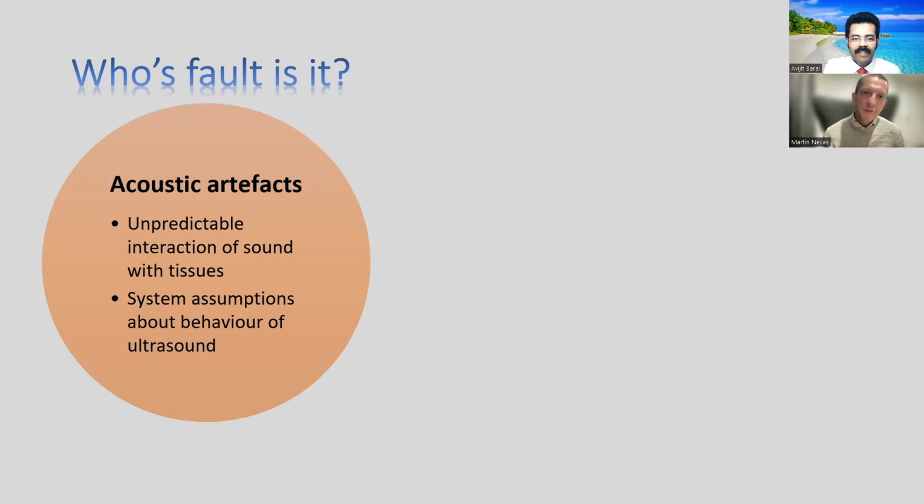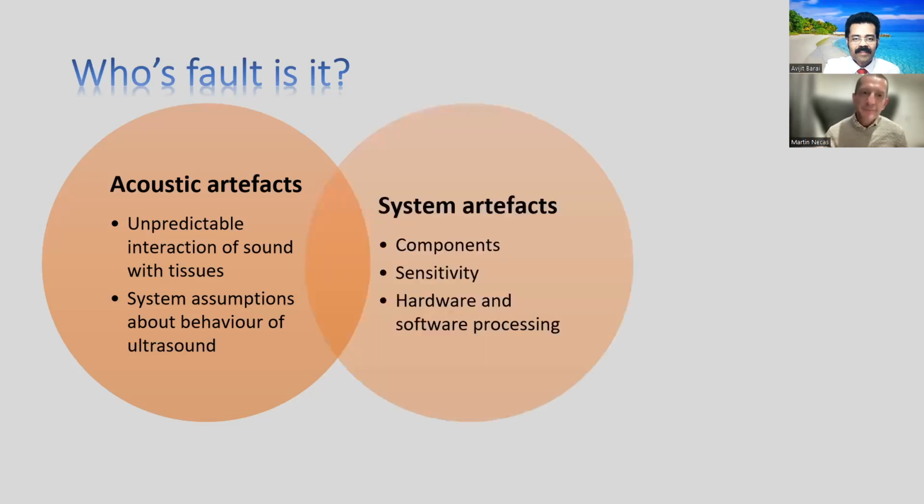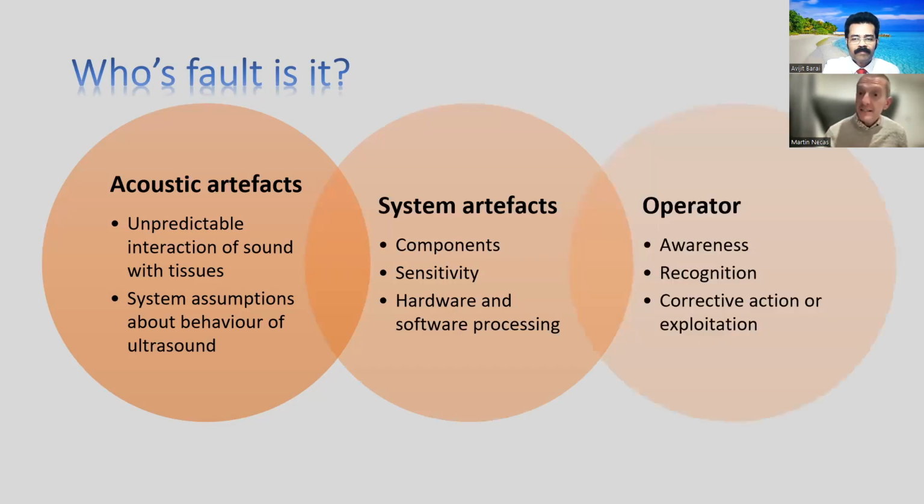Acoustics, the behavior of ultrasound in human tissue, is partly responsible in that the interaction can be predictable most of the time, but can lead to unpredictable events. For example, beam deflecting in an unexpected direction. And of course, the system always assumes that everything is happening perfectly. So there is a breach of that assumption. There's another category, and that is a system artifact, where the system components may be lacking sensitivity, or there's an issue with hardware processing, or maybe part of the system is broken, such as a dead element in a transducer.